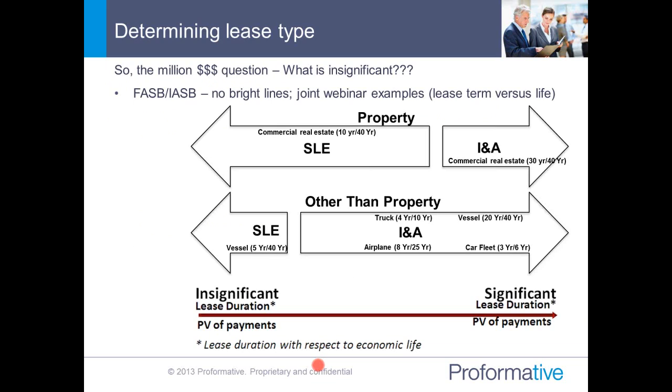And you could see that a vessel lease of 5 years for a 40-year lease term, they might consider that to be insignificant, but a 4-year truck lease, which is maybe they consider to be 10-year property, would not be insignificant. So therefore, equipment leases like a 4-year truck lease, an 8-year airline lease, a 20-year vessel lease, or a 3-year car fleet lease, those would all be considered to have front-ended lease costs. This is a significant issue that I think is going to get quite a bit of comment.